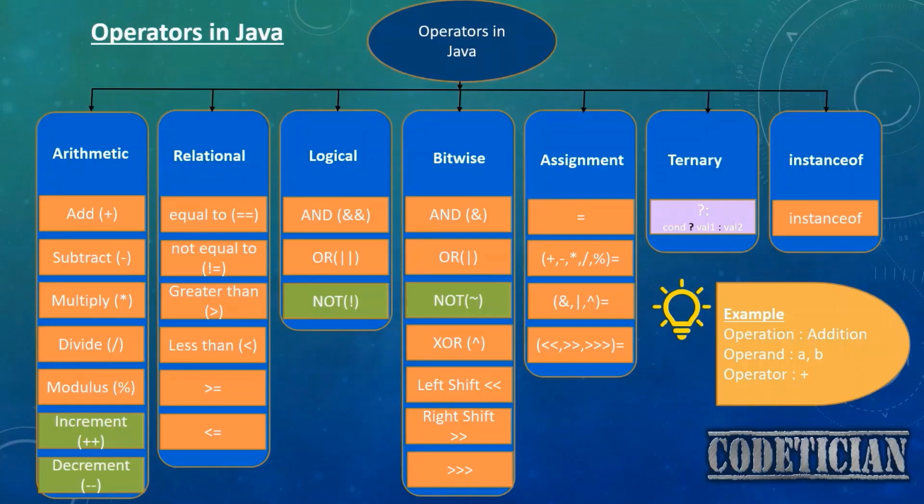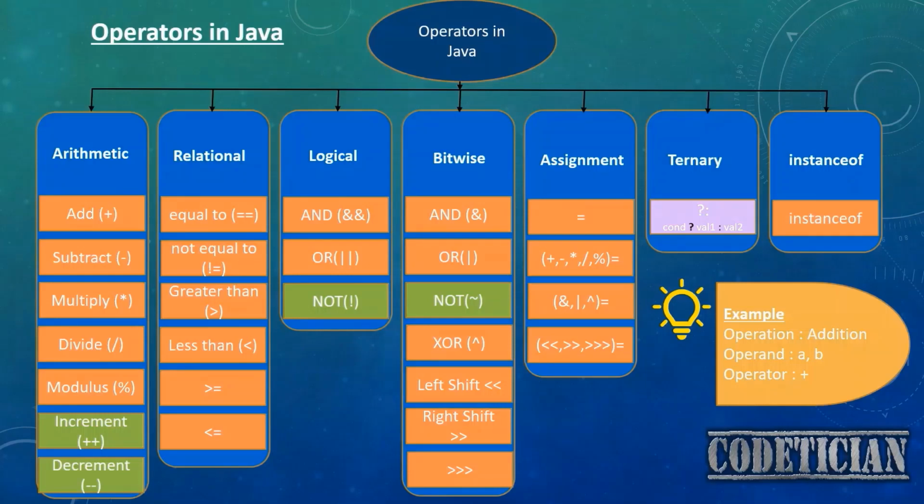Based on the number of operands that you have, Java operators are divided into three categories: unary, binary, and ternary. If the number of operands is 1, then it is a unary operator. If the number of operands is 2, then it is a binary operator. If the number of operands is 3, then it is a ternary operator. In this slide, I've highlighted unary operators as green, binary operators as orange, and ternary operators as purple.